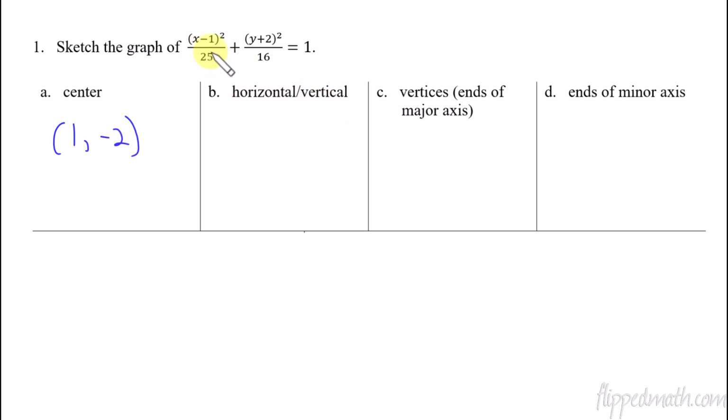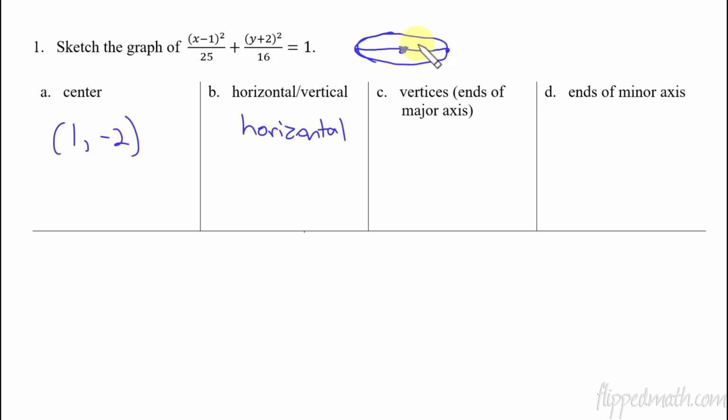There's my center. Now, is it a horizontal or a vertical ellipse? The larger number is underneath the x, so it is horizontal. Okay, so in other words, it's going to be stretched like this. I'm just drawing myself a quick little picture just to remind myself it's a horizontal ellipse. So how do I find those points at the end of the major axis, these vertices? So remember, the major axis is going to be horizontal all the way across here.